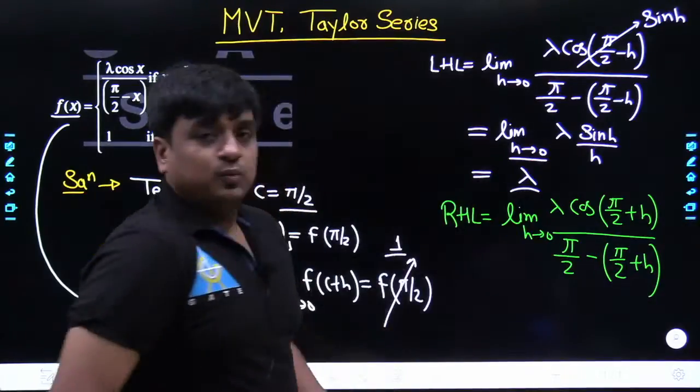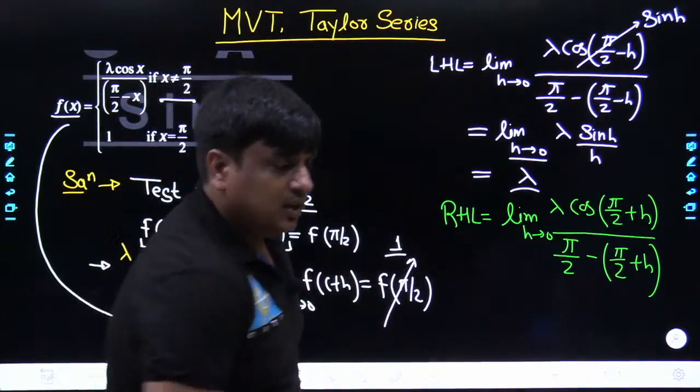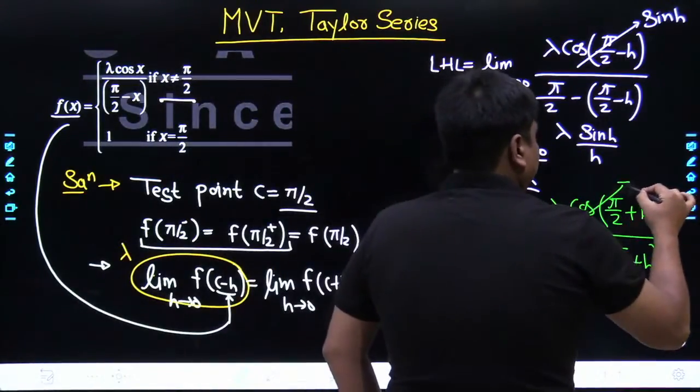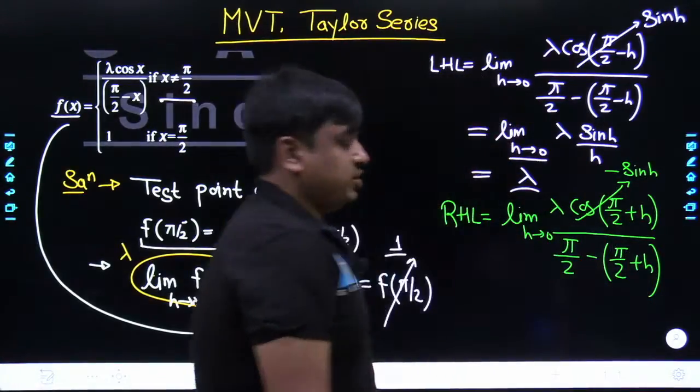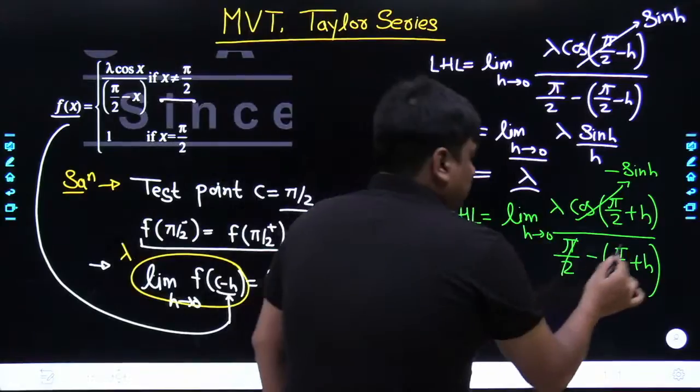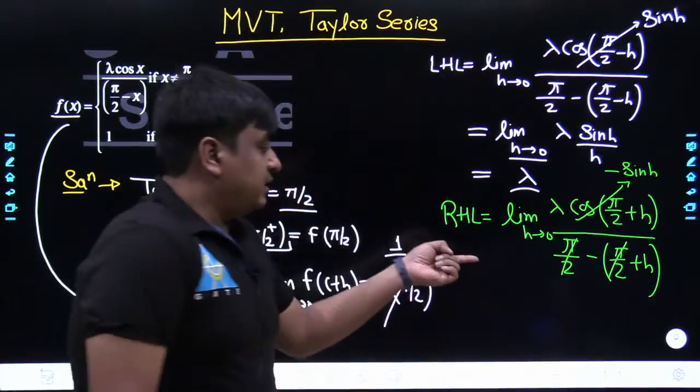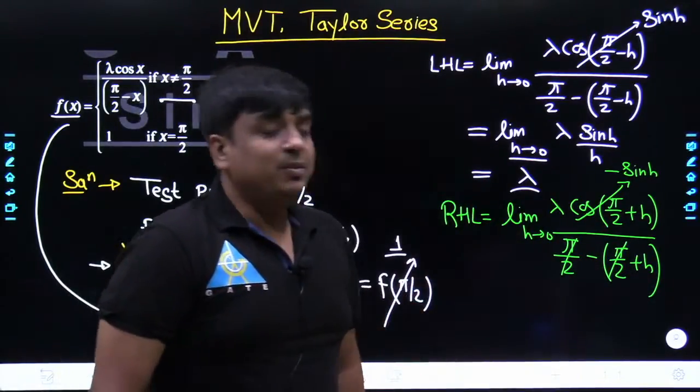So end of the day, which result do you get out of this? See, cos of 90 plus theta is minus sin theta, so simply it would become minus sin h. This pi by 2 will go, and the component which will be left out would be simply minus h.